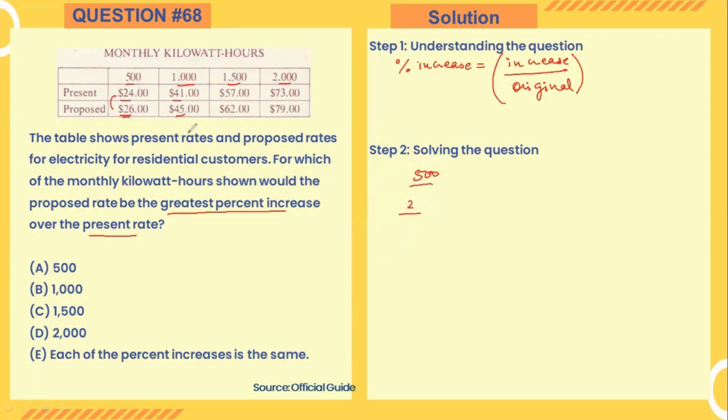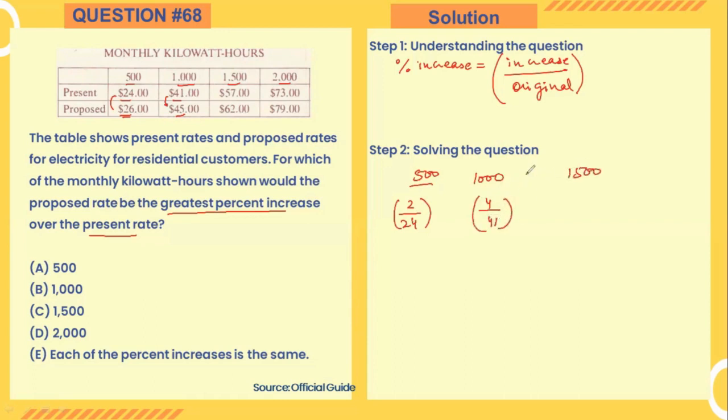2 upon original. How much is original? That is 24. It was initially 24. That's the percentage increase for the 500 kilowatt hour. Similarly, for 1000, what will be the increase? That is $4 divided by $41. That is the percentage increase.